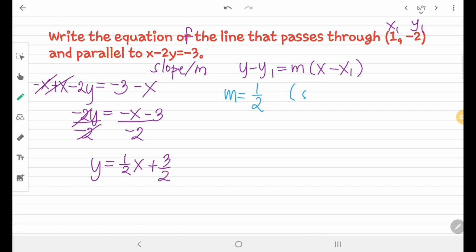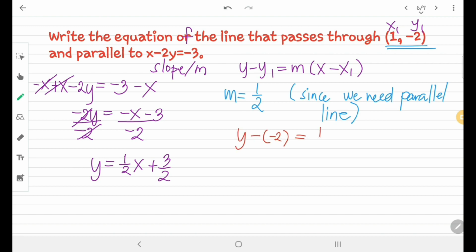Bakit 1/2? Since we need parallel line. Okay, bakit gagamitin natin to? Kasi dito daw dadaan yung equation. So, let's now substitute. Yung y₁ ay -2, so -2 = 1/2 (x - 1). Yung -2 dito galing, yung 1 na to dito napunta. And then yung 1/2, dahil 1/2 yung slope. So, dahil parallel line, kaya ginaya natin.